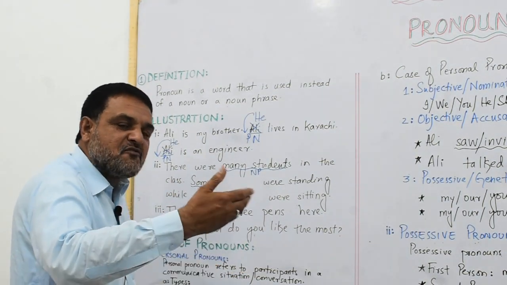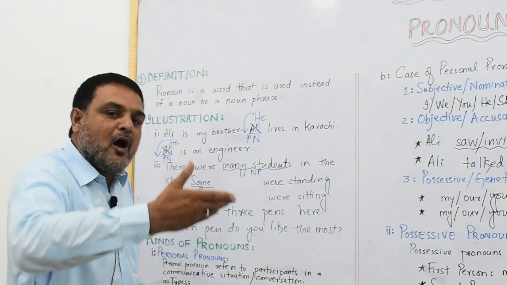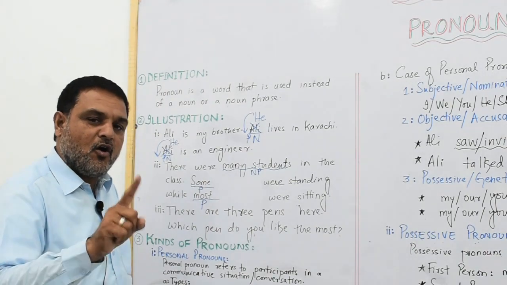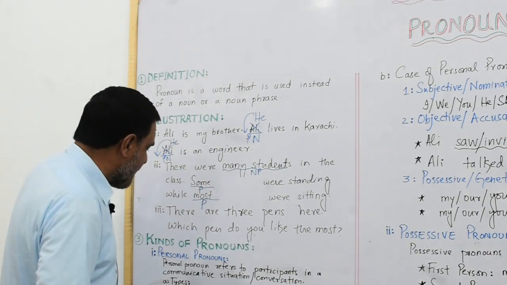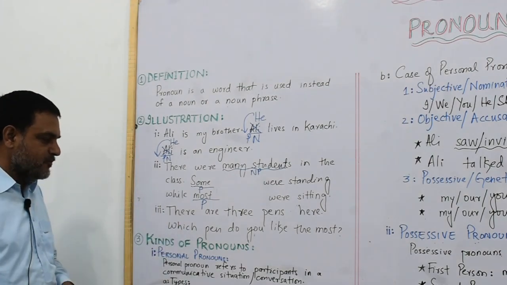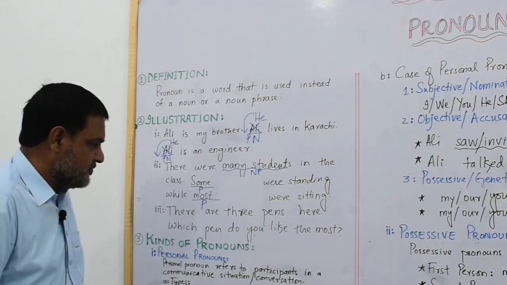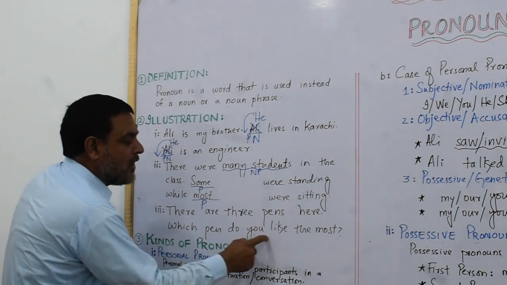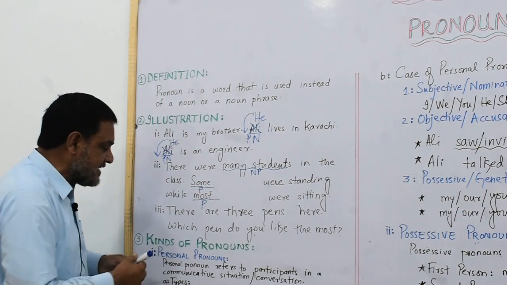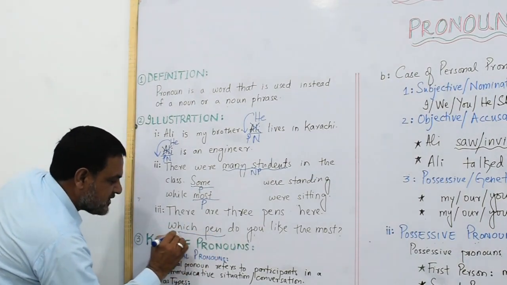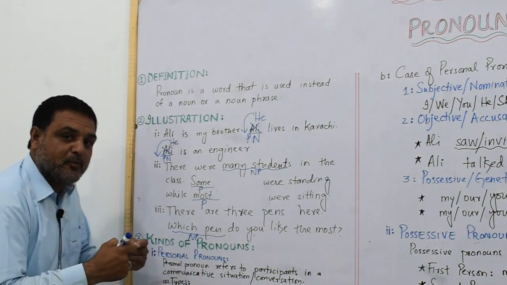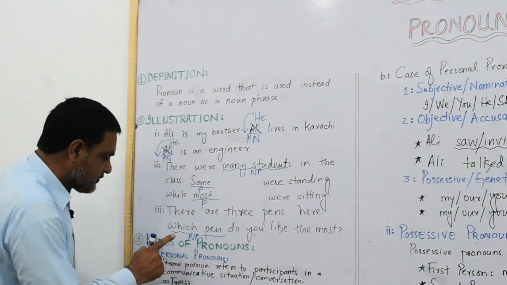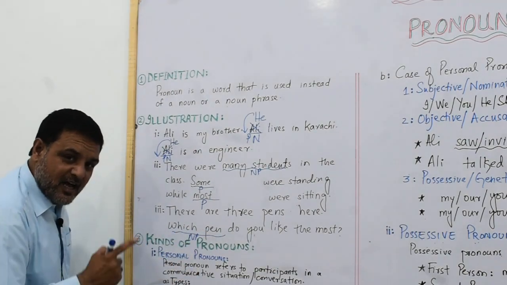This is how different words can take the place of nouns or noun phrases and thus qualify for the grammatical status of a pronoun. Next example, third. There are 3 pens here. Which pen do you like the most? Now kids, which pen is actually a noun phrase because it's a combination of 2 or more words referring to a person, place or thing. Pen is a thing. Which pen is a noun phrase.